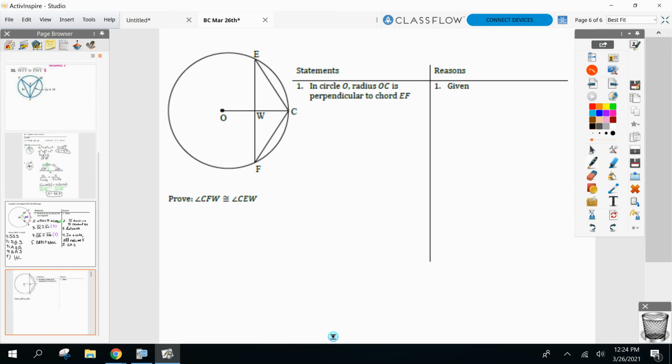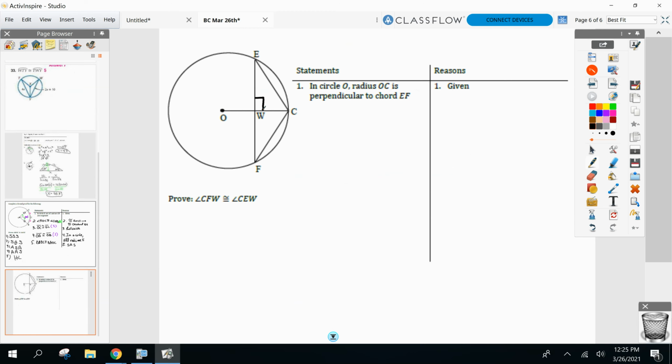Circle O, so O must be the center. Radius OC is perpendicular to chord EF. So I got a right angle action, huh? All right, before we start, look at what I'm looking for you to prove. The angles are congruent. Prove those two angles.